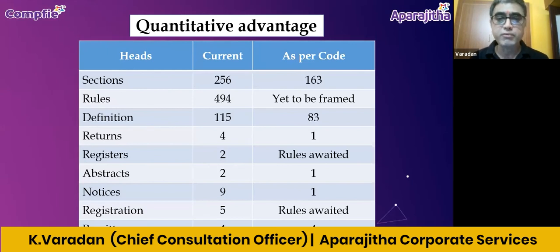The returns go from 4 to 1. The registers, it is currently 2, but of course we have to wait for the rules under the code. The abstracts, it's from 2 to 1. The statutory notices are coming down from 9 to 1.